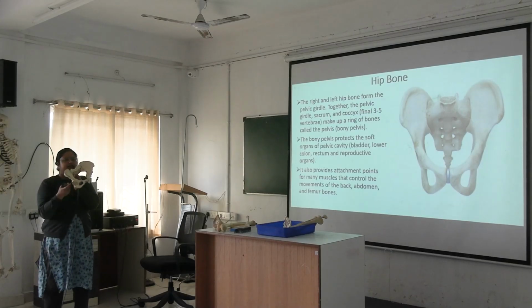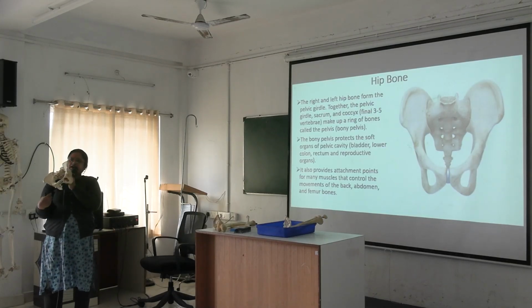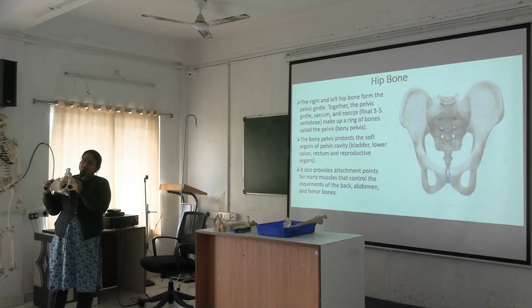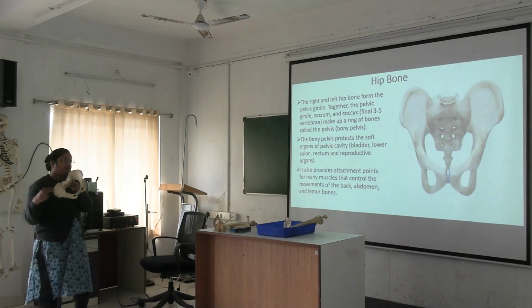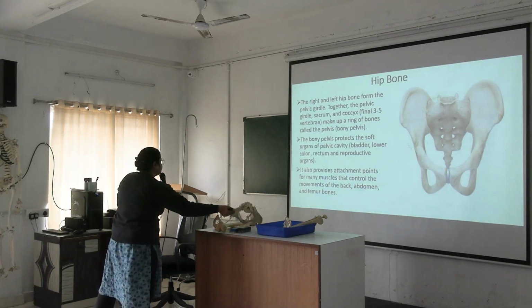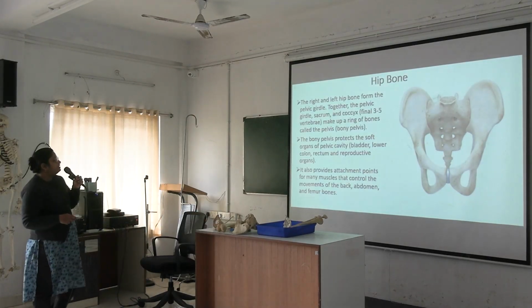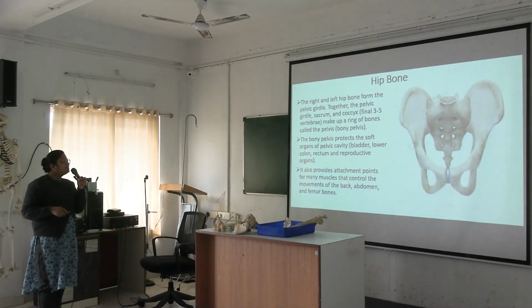Okay, and here at the acetabular cavity articulating the head of the femur. So they are forming a ring of bone, the sacrum and the 2 hip bones together. This is bony pelvis. Okay, and what is the function of this bony pelvis?